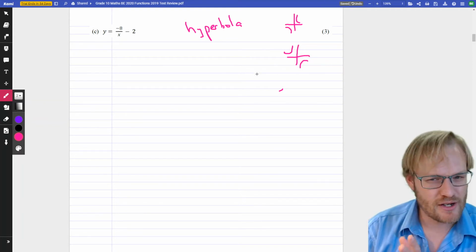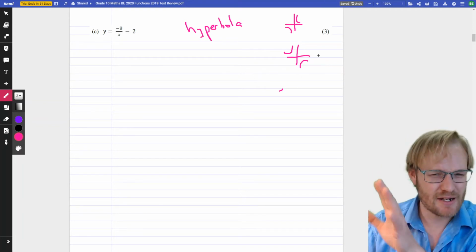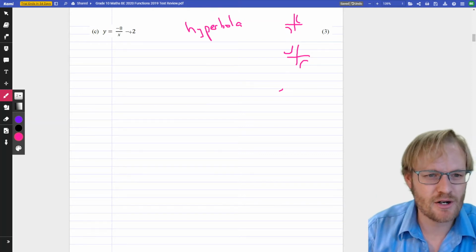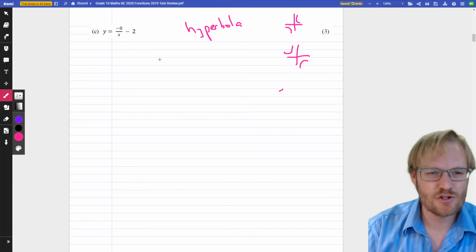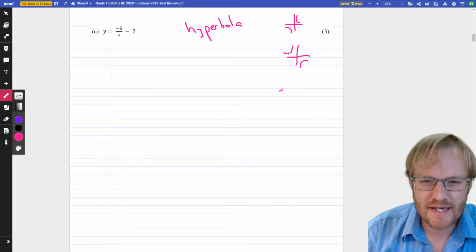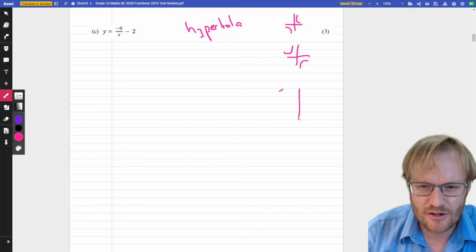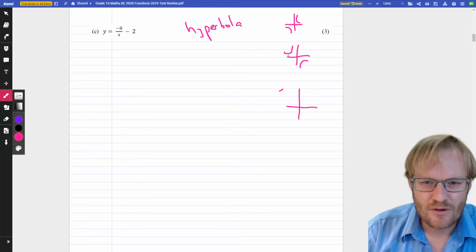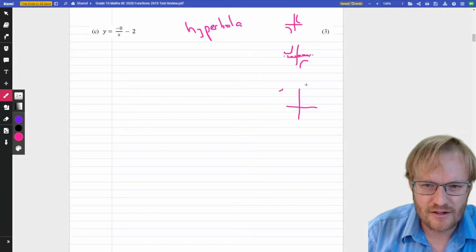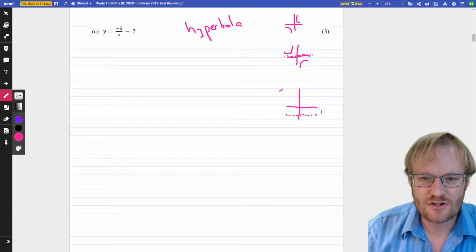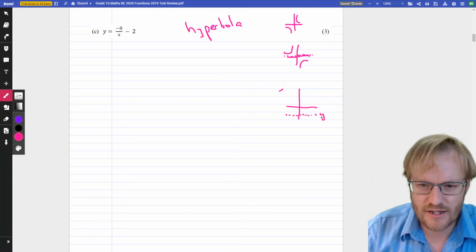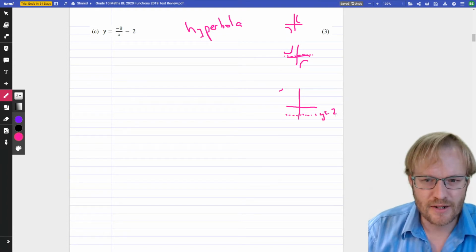And these are just rough sketches, maybe something you're doing in your mind, but I think it's useful to just draw them as well. That minus 2, what are you doing with the minus 2? Well, it's taking this and moving it down. We had an asymptote over here, so that asymptote is going to move down by 2. This asymptote's going to be at minus 2.